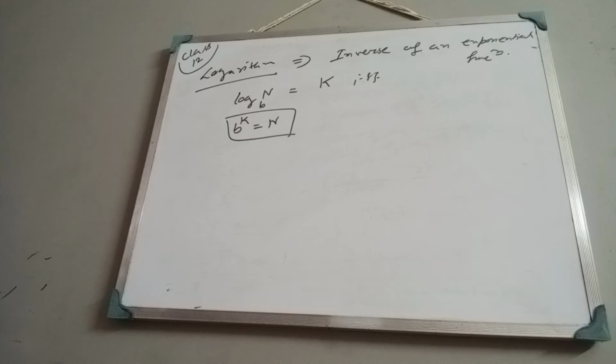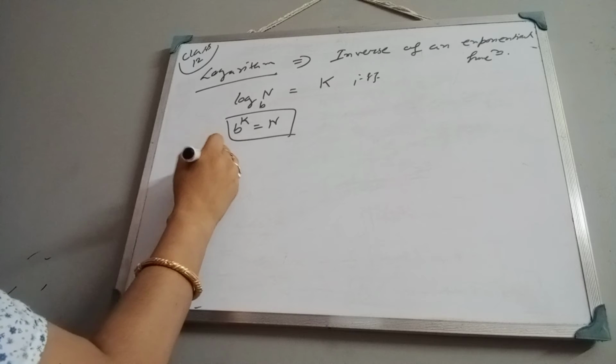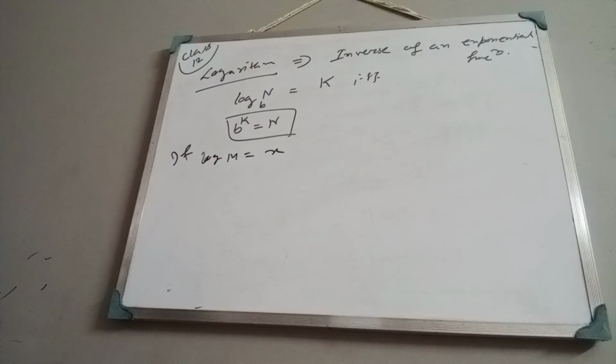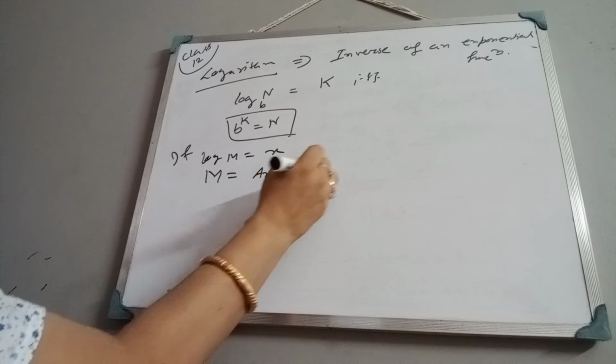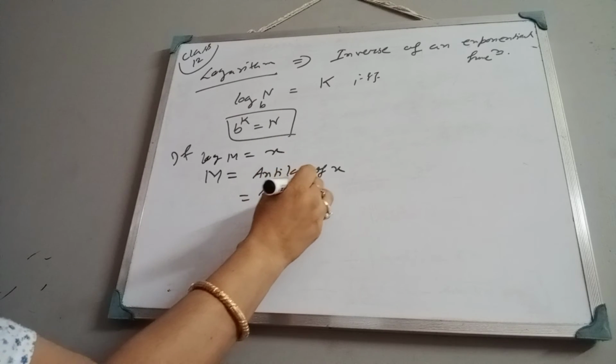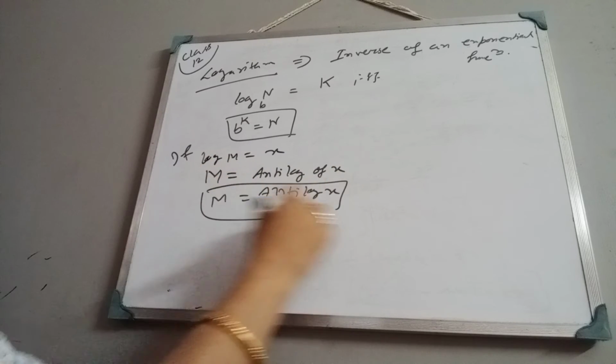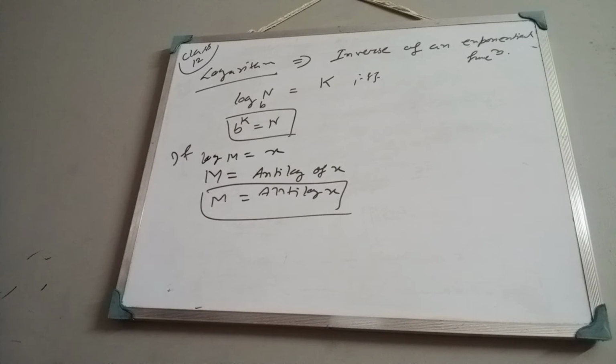Now, similarly, before that, let me write this. Antilog, what is antilog? If I write here, say, log m is equal to x, then this m we will write as antilog of x, or we can write this as antilog x. N is the antilog of x. If log n is equal to x, then n is the antilog of x. Okay.